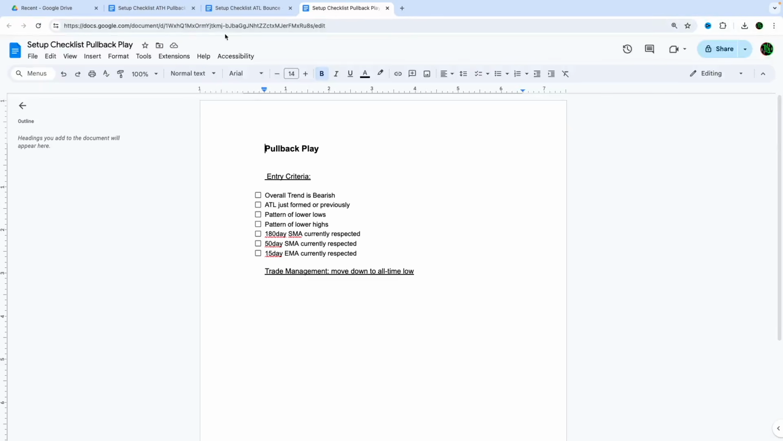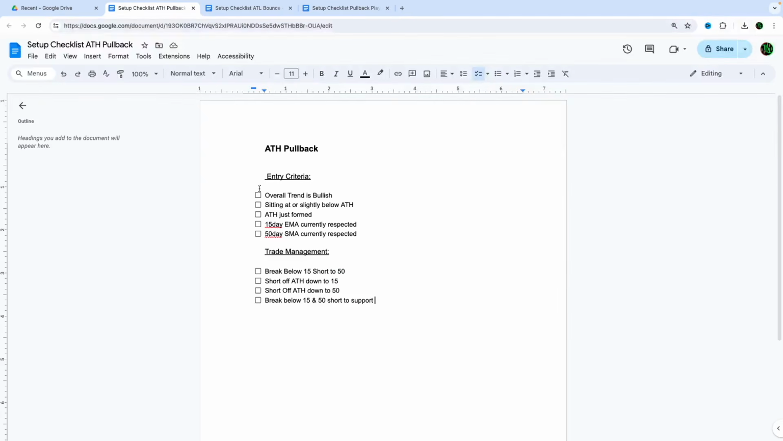All right, so those are the 3 setup checklists and what you should be looking for as far as entry criteria and how you're going to go about managing each trade, based off of whatever setup you are actually trading. Hope that helps. Download the PDFs below.